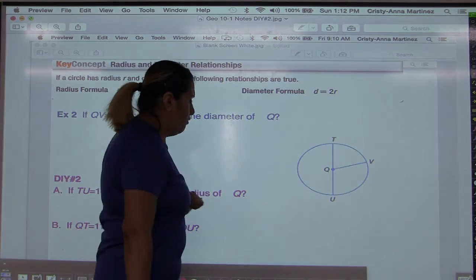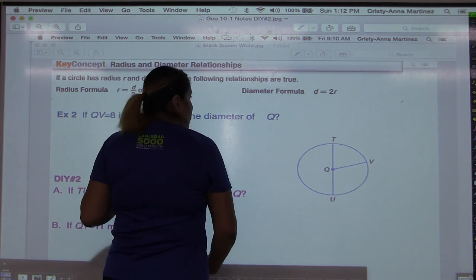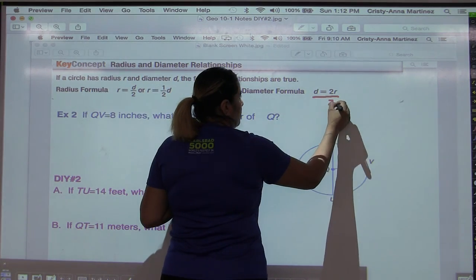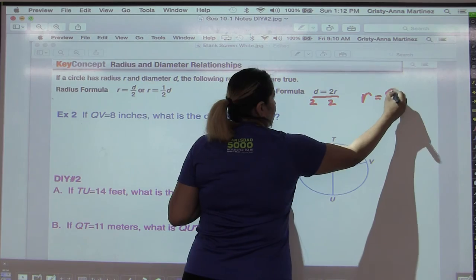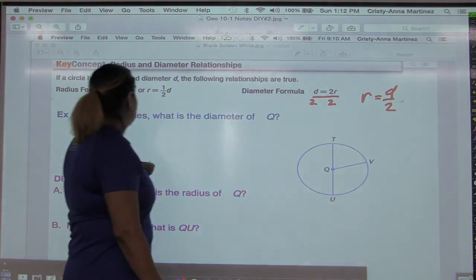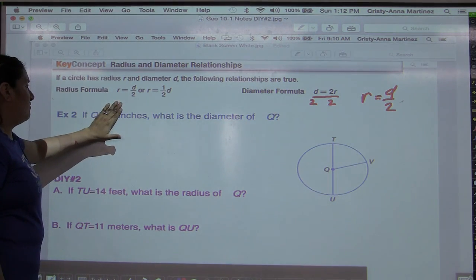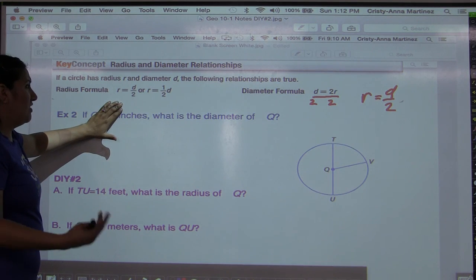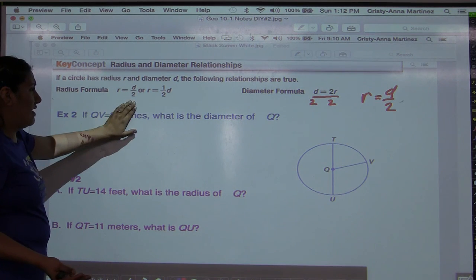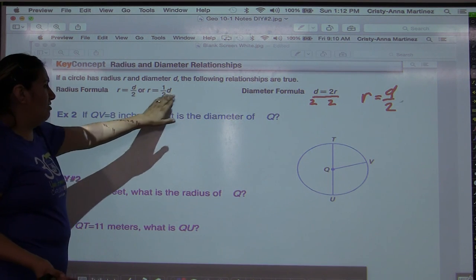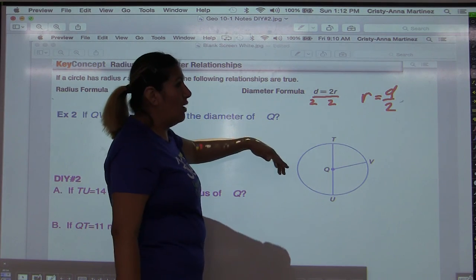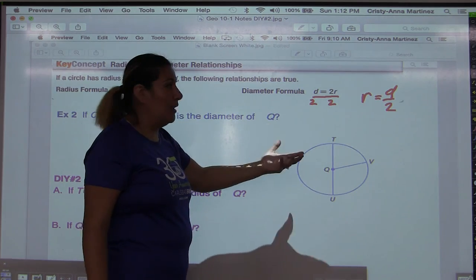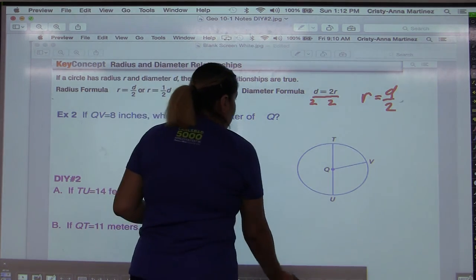And if we take that formula and just very quickly divide both sides by 2, then we would get that R equals D divided by 2, which is basically what our formula over here says. If you want to find the radius and you're given the diameter, all you have to do is divide it by 2, or basically multiply by a half, same thing. Or if you're given the radius and you want to find the diameter, all you have to do is double it. So it's not very complicated.